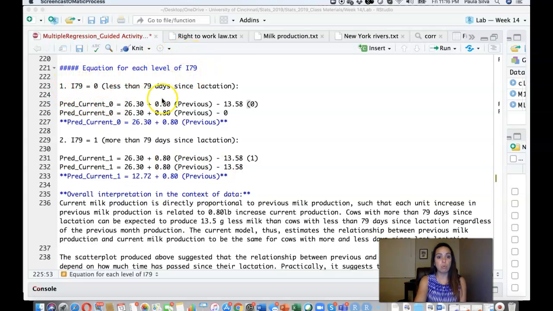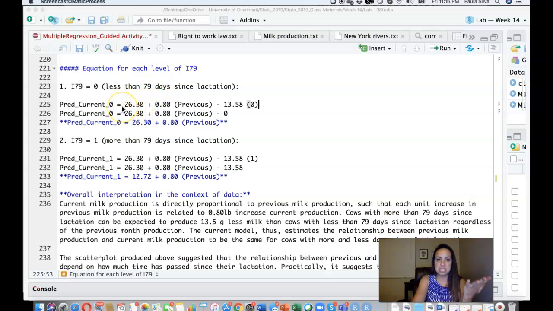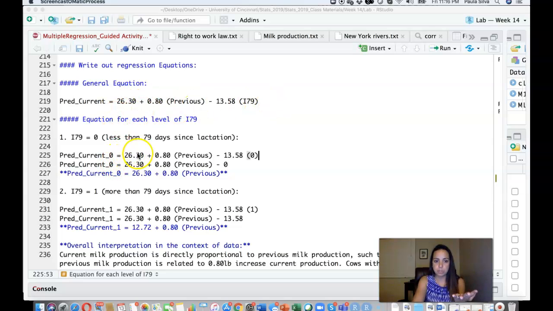When I-79 is equal to 0, we're talking about cows with less than 79 days since lactation. So let's predict current milk production for cows that have less than 79 days of lactation. So the intercept is the same, so we're writing out this equation, okay? So it's 26.30 plus 0.80 times previous minus 13.58 times 0, because we want the line for cows that have this equal 0. So this product here will be 0, because anything times 0 is 0. So we have 26.30 plus 0.80 times previous, whatever previous production was. We multiply by that, sum this, and then we get the current production minus 0. So this term kind of drops out of the equation.